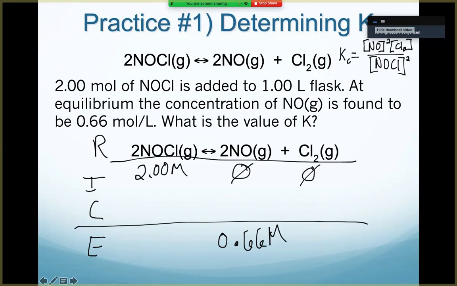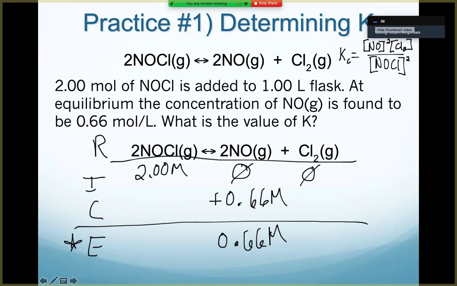But remember, in order to use this equation, we need our equilibrium values. We've got to finish our ICE table. Well, good news. We know how much one of them changed. If we started with zero molar of our nitrogen monoxide, we know that it has increased by 0.66 molar. We know that's how much it's gone up.